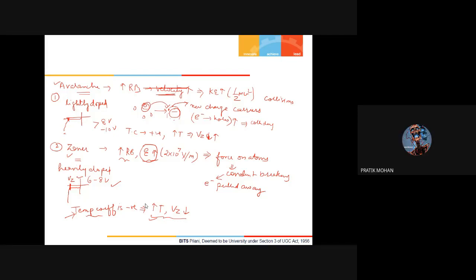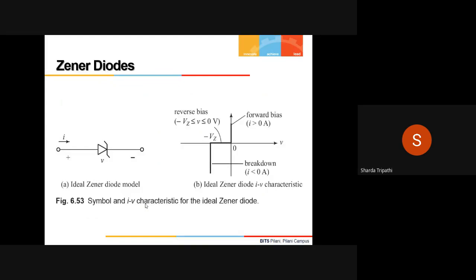Okay, so now we will move to the actual thing where we are going to use Zener diodes for the purpose of analysis in our circuits. This is the symbol of the Zener diode. It is like a regular diode symbol, just that the vertical line has some swing to the top and the bottom. This swing denotes that the diode can also work in the breakdown region.